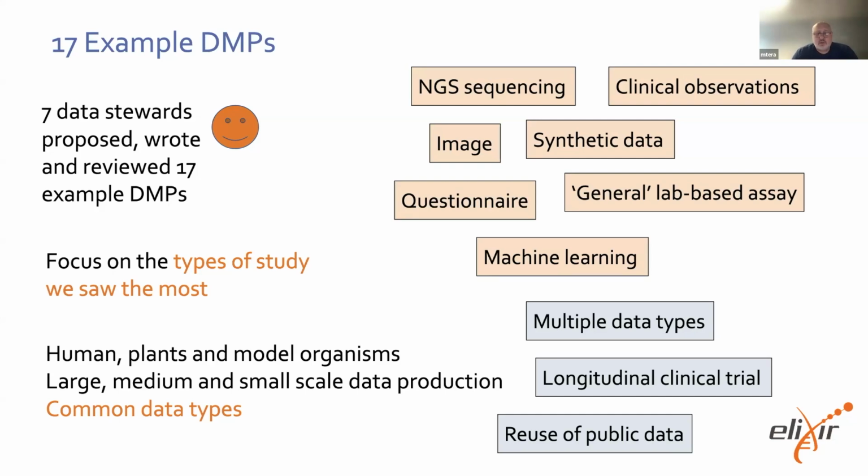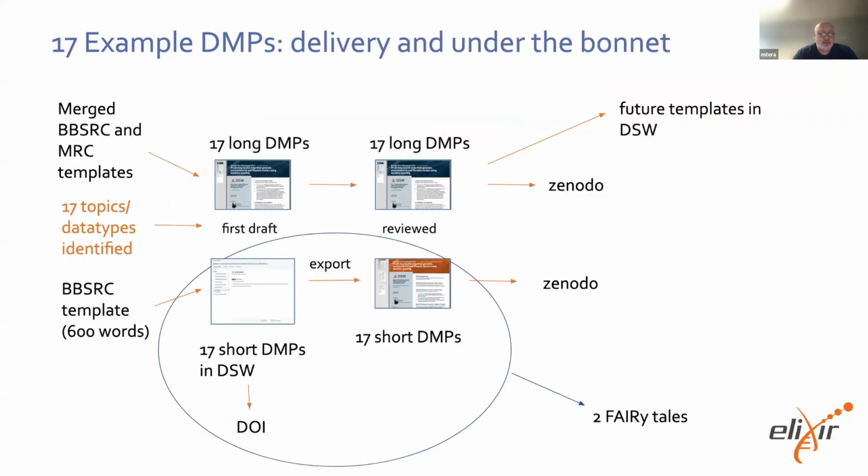We've got a longitudinal clinical trial with 3 linked DMPs. We've also included reuse of public data and made an emphasis on this really in the spirit of FAIR and FAIR data. So this is how we did it. So even though I say we created 7 data management plans, each has 2 versions. So each has a long version and a short version. So in fact, we are releasing 14 DMPs, and I'll explain why.